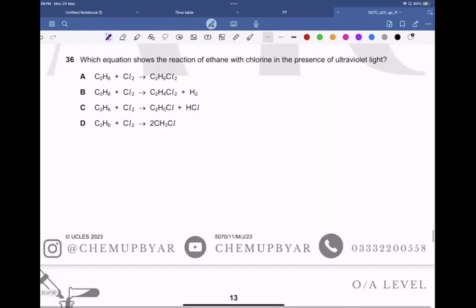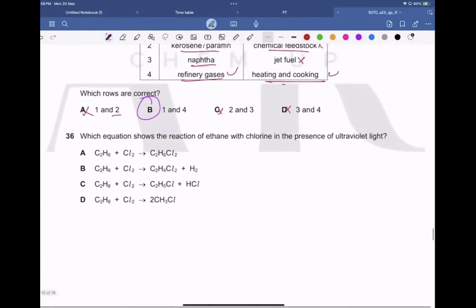Okay. Question number 36. Which equation shows the reaction of ethane with chlorine in the presence of sunlight? See, if you see one chlorine displaces and one HCl is formed. So this is wrong. Yeah, this is wrong as well. So A and B and D go wrong. C is the correct answer.